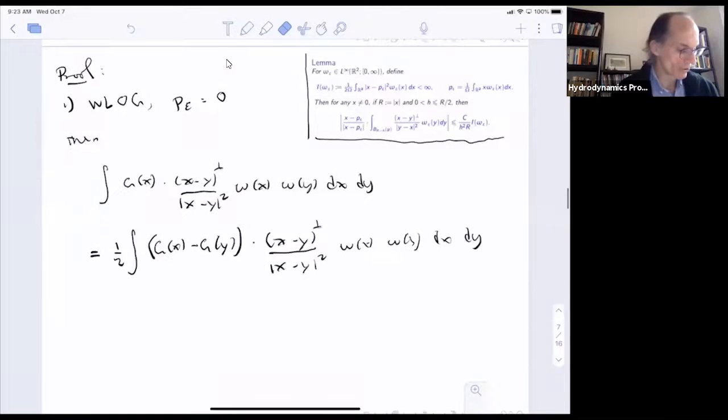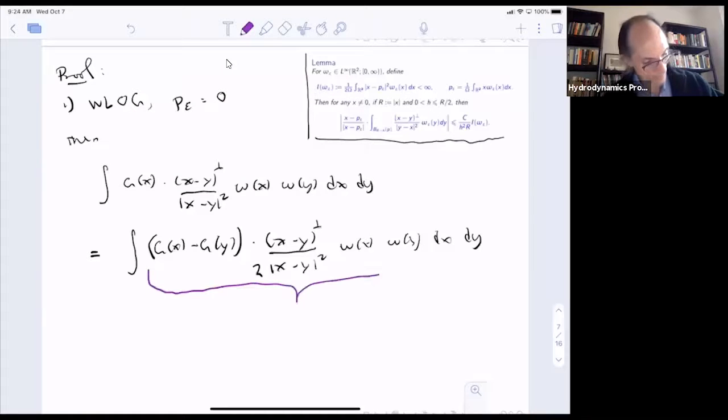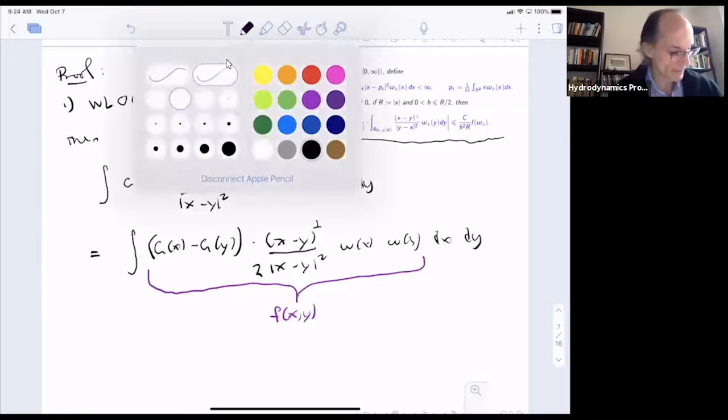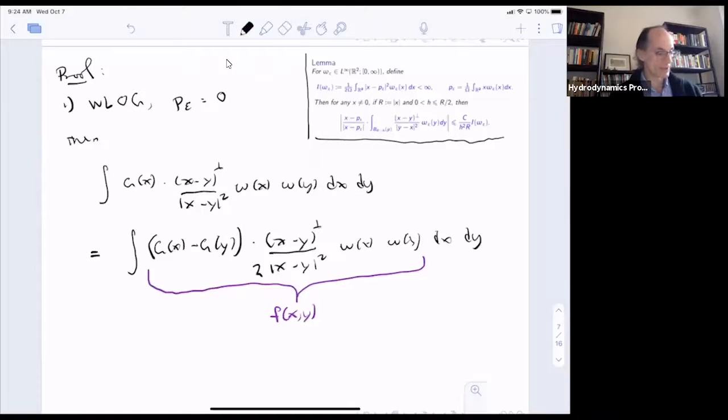Okay, and so let me call this, let me first bring this inside, it doesn't matter. Let me call this f of X and Y. Okay, and so this is the integral over, I should have made it clear, R2 cross R2.